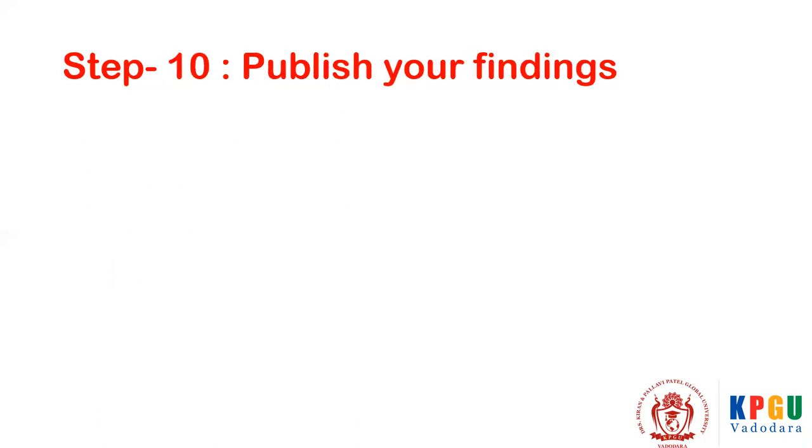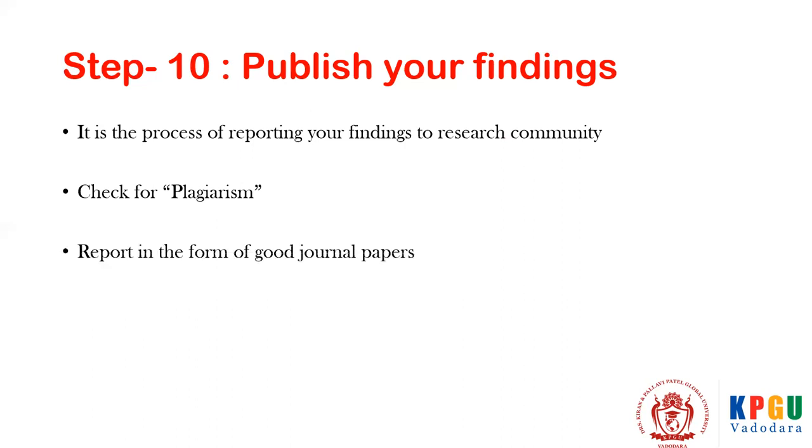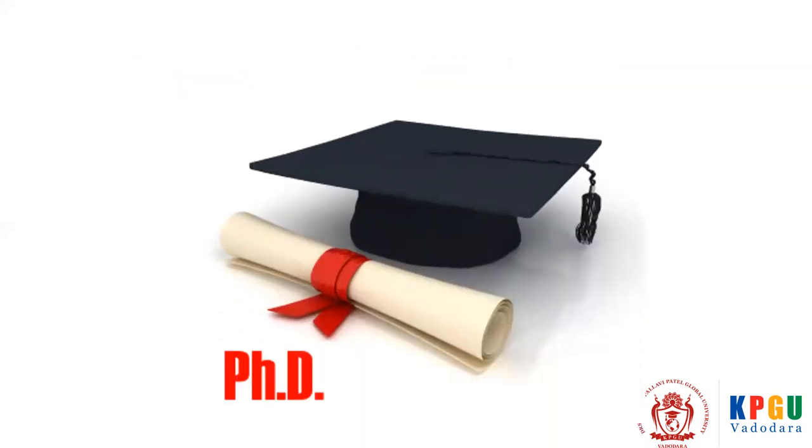What is the next step? Publish your findings. It is the process of reporting your findings to the research community. You are letting them know this is what I have found. You have to check for plagiarism first before publishing. That is, you are checking whether this content is not copied from somewhere else. Then you report in the form of good journal papers, and in the form of a thesis to the university after that. And what after that? Yeah, PhD.